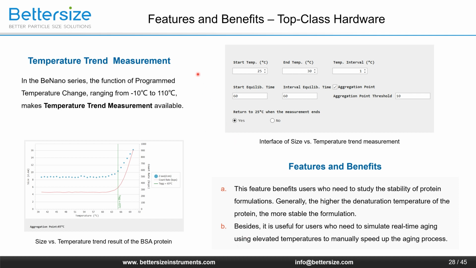With the temperature control system and corresponding software function, the BeNano allows users to carry out thermal stability studies on either particle size or zeta potential. There is a function of program temperature change, which can be customized by users. For example, users can decide the start temperature, end temperature, and the interval of each temperature on their own.